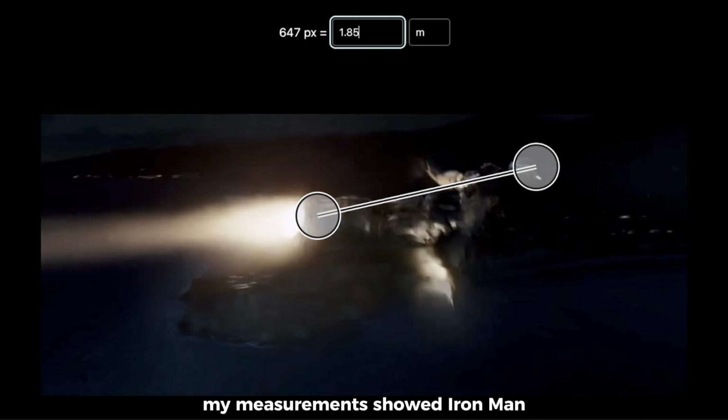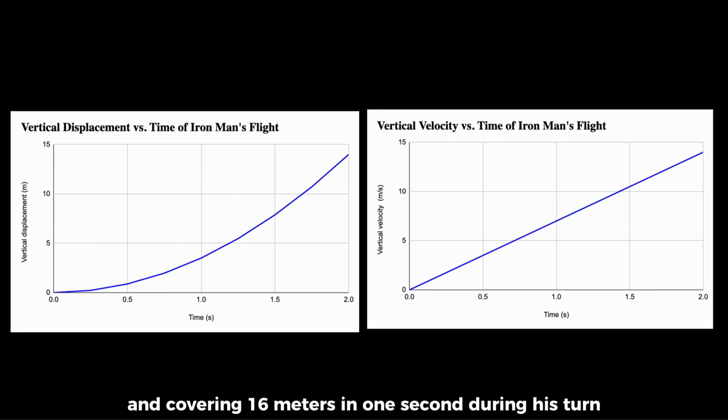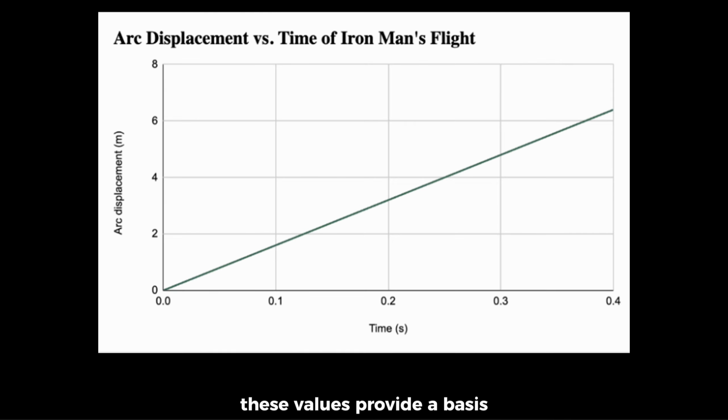My measurements showed Iron Man rising 14 meters in 2 seconds, traveling 80 meters in 1 second horizontally, and covering 60 meters in 1 second during his turn, with a turning radius of about 5 meters. These values provide a basis for the numerical calculations.